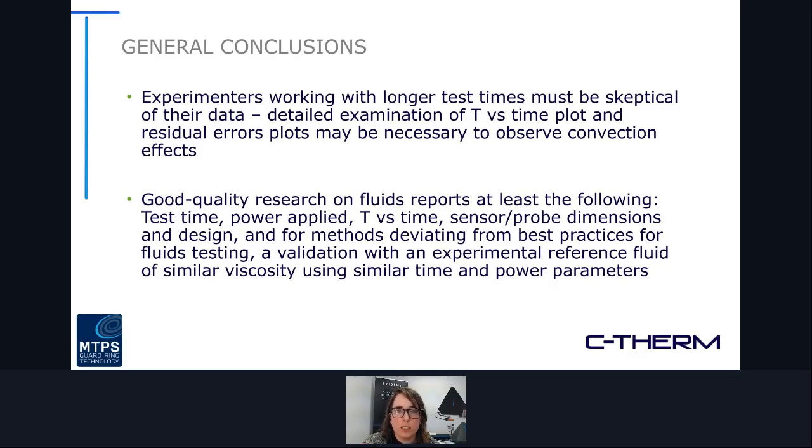The second thing I should note for people looking at test reports in the literature and trying to evaluate the quality of them is that a good quality research paper looking into thermal properties of fluids should report at the very least the test time, the power applied, the plot of the temperature versus the time, sensor and probe dimensions and designs, as well as, if you're deviating from known best practices for fluids testing, a validation experiment with a reference fluid that has a similar viscosity with similar time and power parameters.